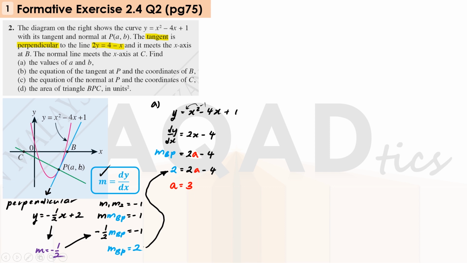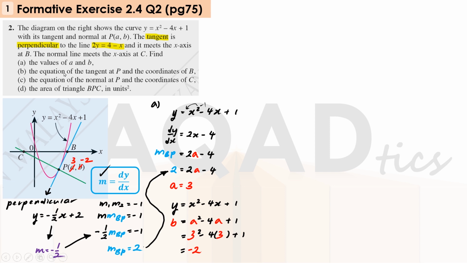Now to find b, it's even simpler, because you can use the curve equation again: x changes to a, y changes to b, and you substitute 3 in for a. Then you'll get your answer, which is b equals minus 2. So from now onwards, a will become 3 and b will become negative 2.